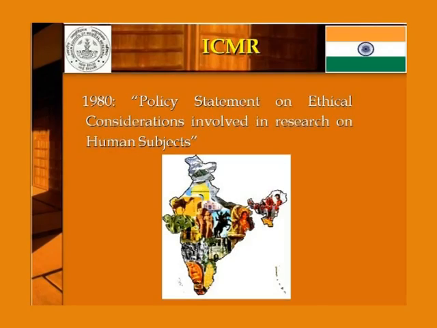Now, what has India been doing? India came out with the first guidelines. ICMR came out with the first guidelines in 1980, called the Policy Statement on Ethical Considerations Involved in Research on Human Subjects. So, you can see it came out just one year after the Belmont Report. These guidelines had sections on ethics committee, informed consent, clinical trials, research on children, traditional medicine and publications. This was the first set of guidelines that came out in 1980.